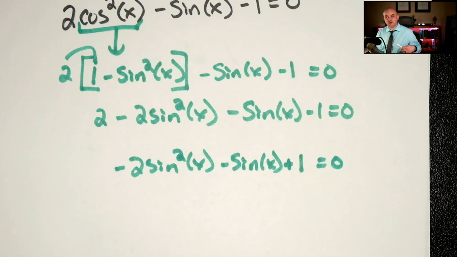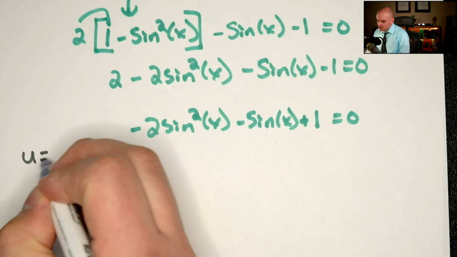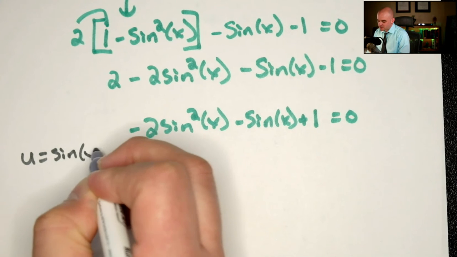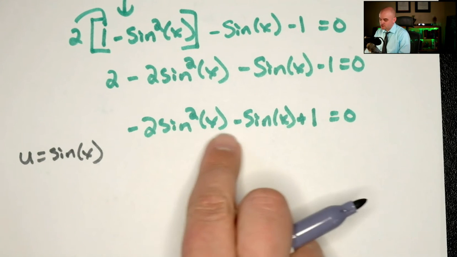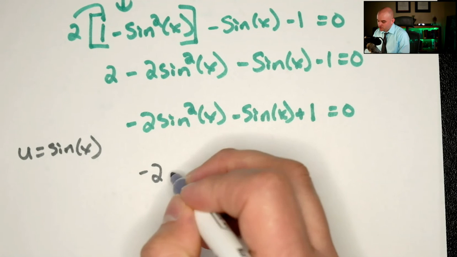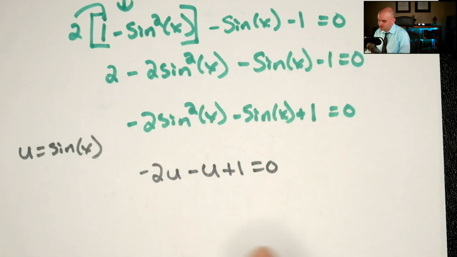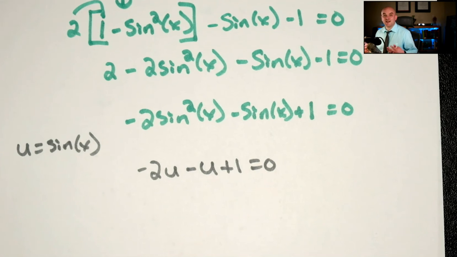And here's where I'm going to do that little trick we did in a previous chapter. We're going to use u-substitution to make this look a little bit easier to work with. So if I let u equal the sine of x, I can substitute u in for sine here. So this gives me negative 2u squared minus u plus 1 equals 0. And this looks a whole lot nicer to work with.